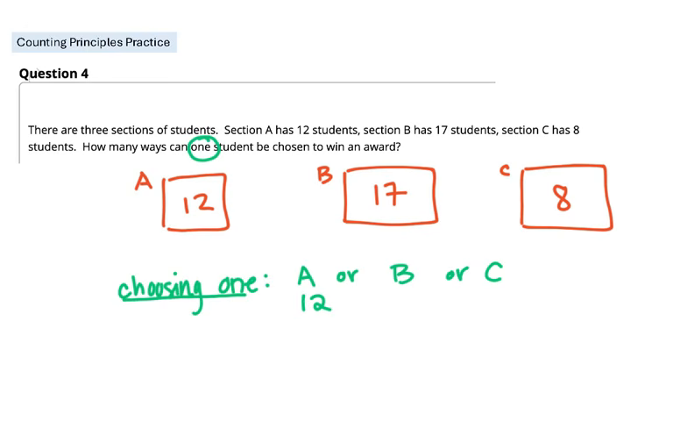Well, there's 12 choices from A, or corresponds to plus. There's 17 choices from B, and again, or corresponds to plus. There's 8 choices from C. So if I'm going to choose only one student, I'm choosing 12 plus 17 plus 8. I'm choosing between 37 different students. So that's how many different ways I can make that choice.